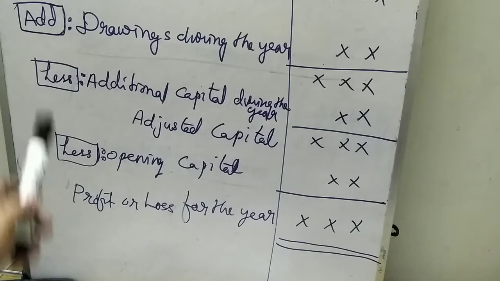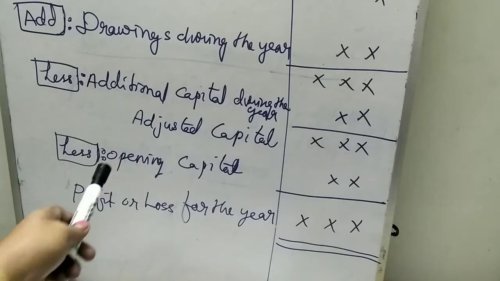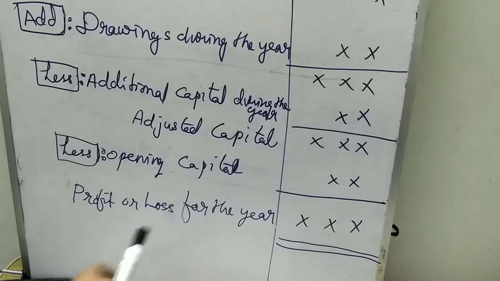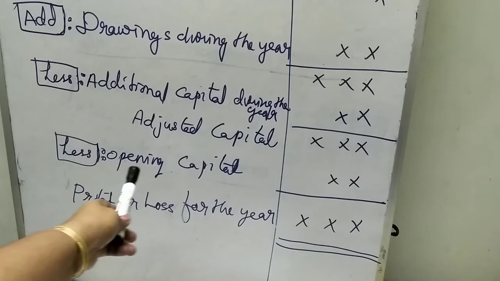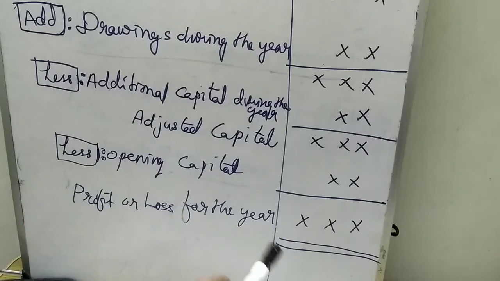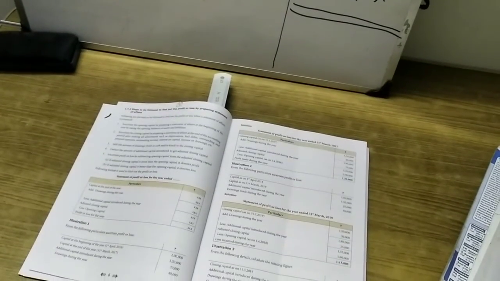First one, capital at the end, add drawings, less additional capital, then you will get adjusted capital. Then from the adjusted capital you have to subtract opening capital, you will get the profit and loss. If any figure is missing in this statement, you can find it out easily. Okay, so we can go to the first illustration. See the first illustration in your book. All of you take out your book.